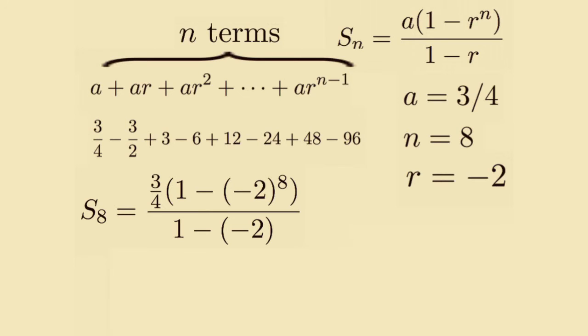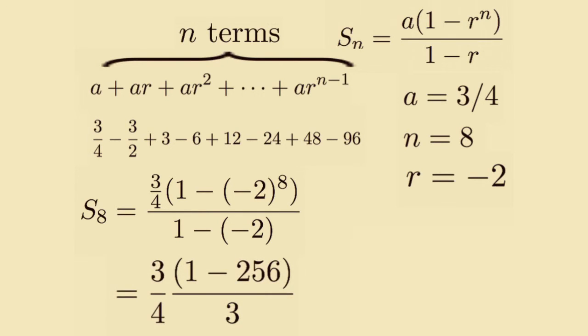So this is 1 plus 256. Actually, it's 1 minus 256, isn't it? Because the minus sign is still here. Over 1 plus 2 is 3. And we have to multiply that all by 3/4. We could cancel the 3's, and we end up with minus 255 over 4.